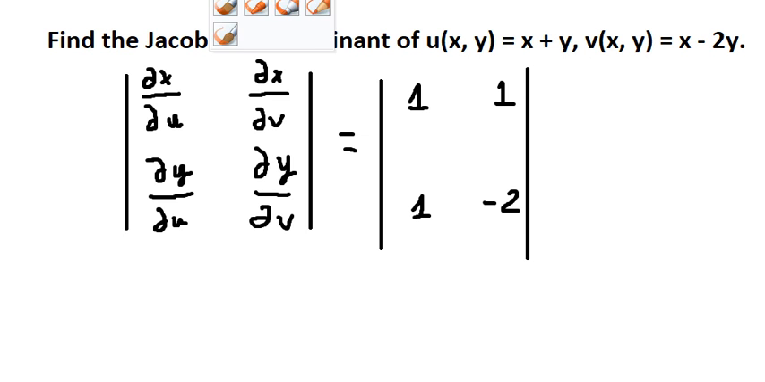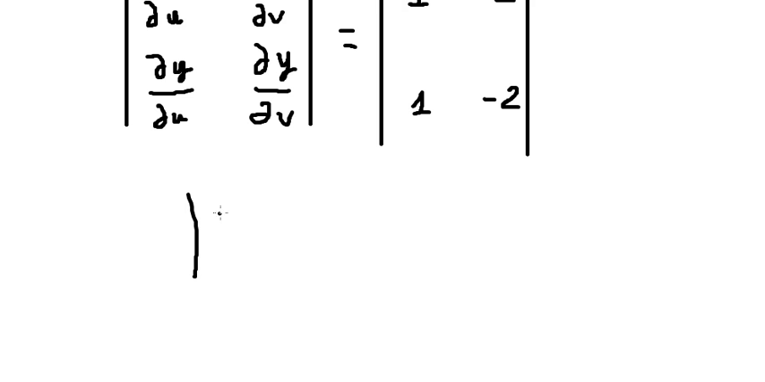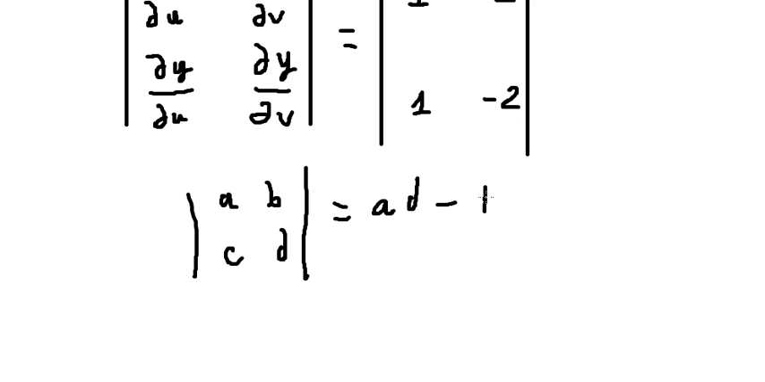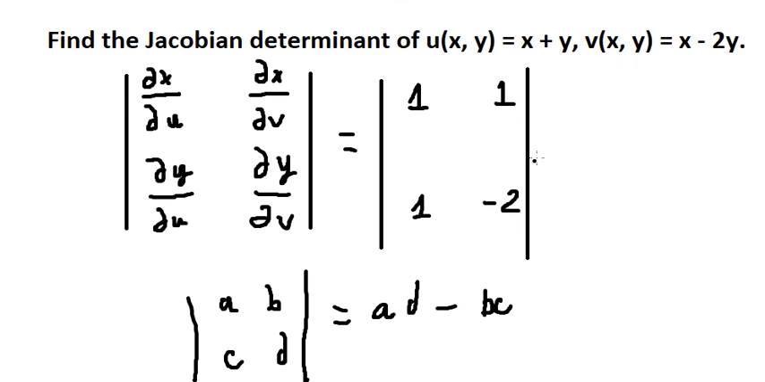For example, we have a, b, c, d. So for this one we have a multiplied by d minus bc. And now we have like this. This one we have negative number 3.